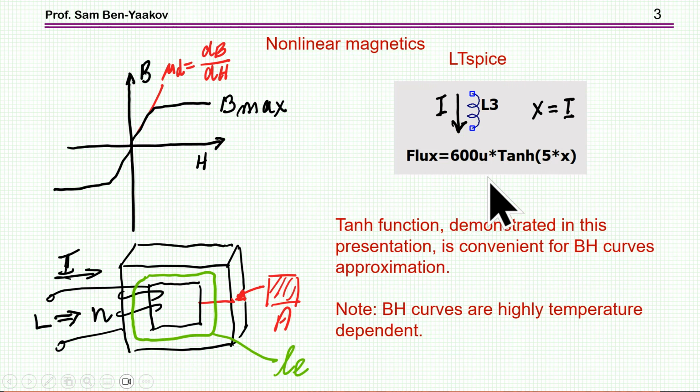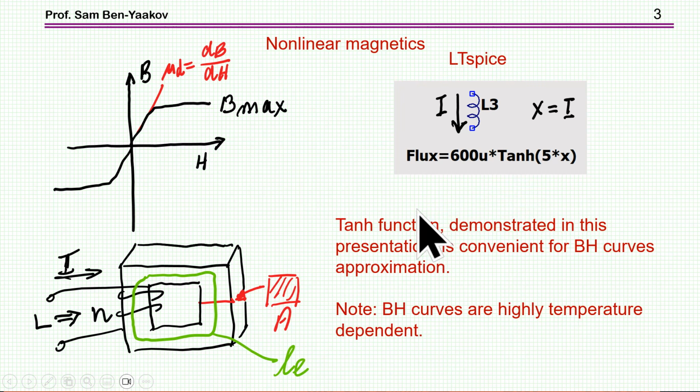A very convenient function that I'm going to use in this presentation is the tangent hyperbolic function, which behaves very similar to the BH curve that we are familiar with in a ferromagnetic material. And this is why it's really very handy to use. But the method I'm going to show is by no means dependent on this particular function. This is just an example.